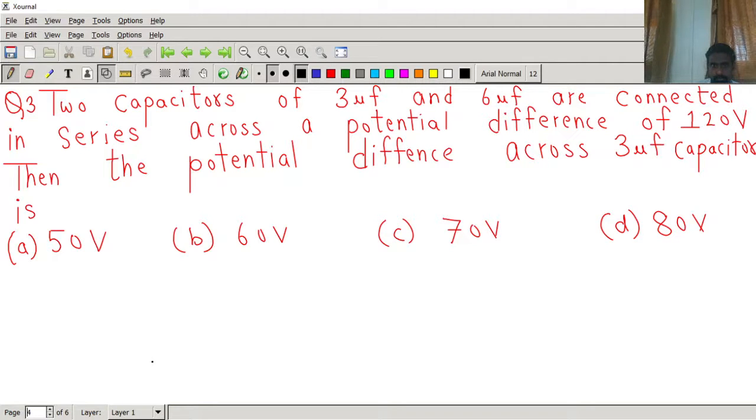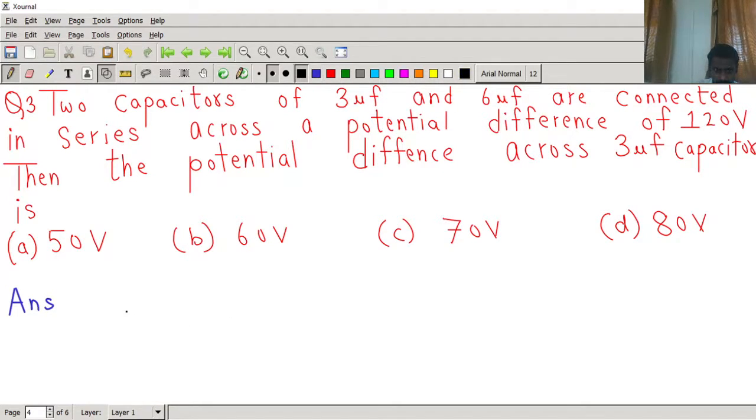Two capacitors of 3 microfarad and 6 microfarad are connected in series across a potential difference of 120 volt. Then the potential difference across the 3 microfarad capacitor is? This question is very simple. It is given that we have two capacitors of 3 microfarad and 6 microfarad.